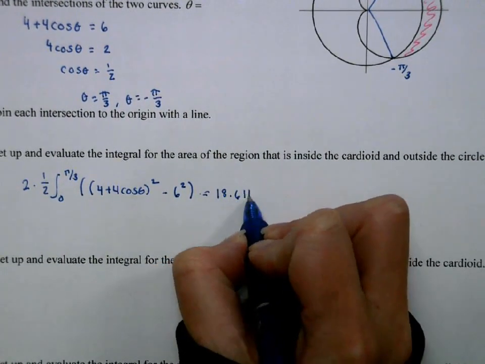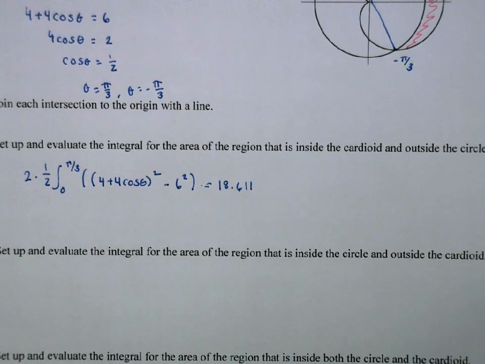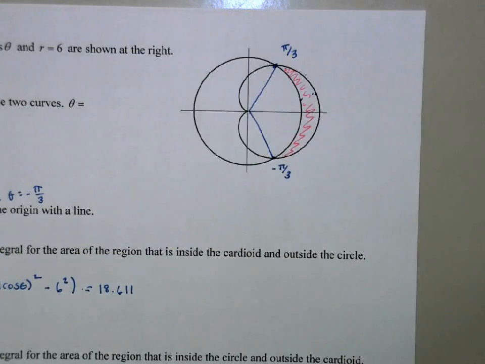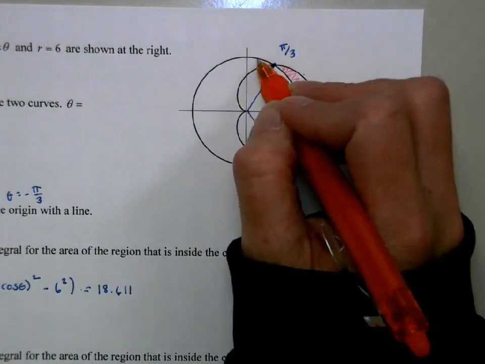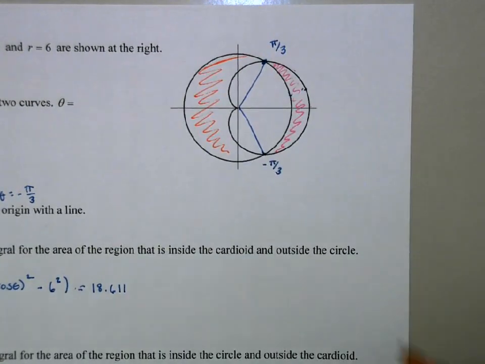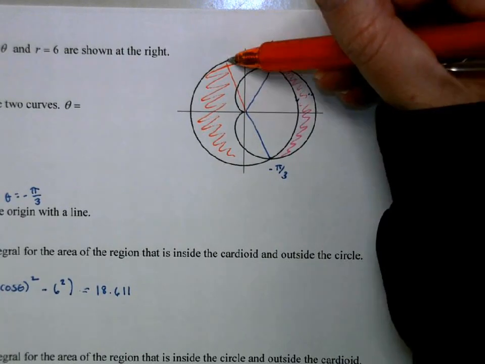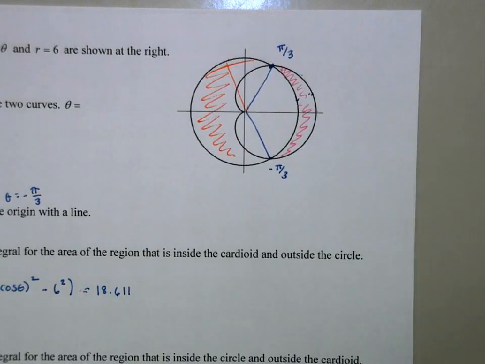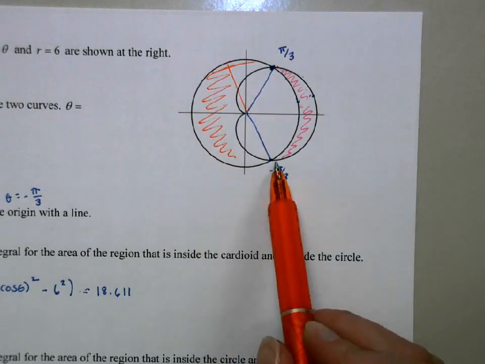Okay, the next one is inside the circle but outside the cardioid. So now we're looking at all of this area. Okay, so if I were to do a cross section here, the outside is the circle, the inside is the cardioid, and we're going to go from pi over 3, either from pi over 3 all the way to 5 pi over 3, or just double going from pi over 3 to pi.